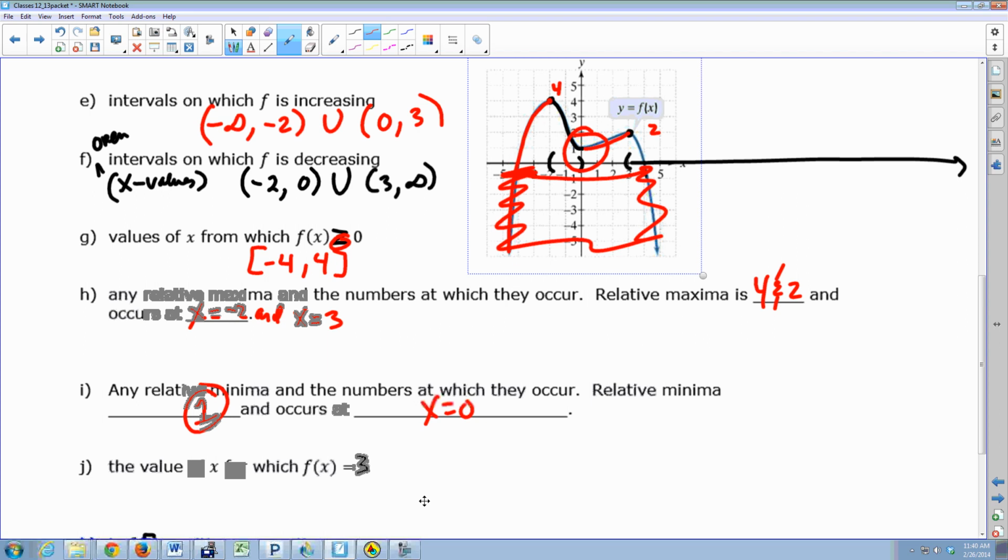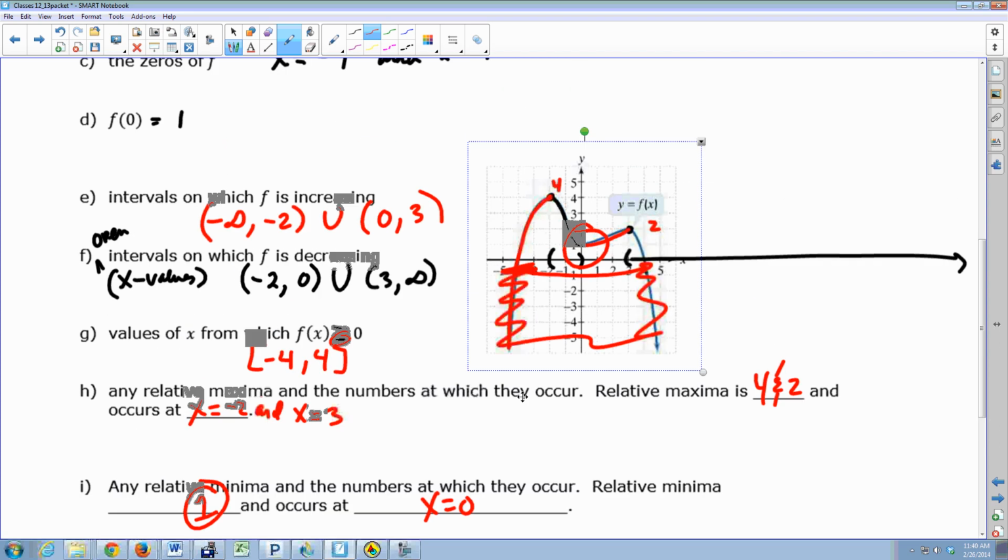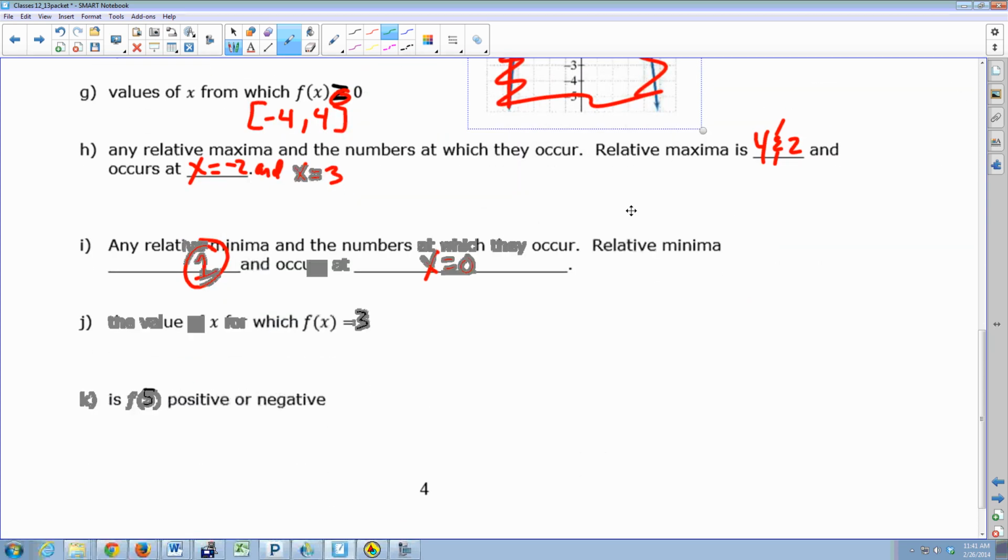The value of x for which f of x is 3. Okay, f of x is my output. So I go up to my y axis where I see 3, and I draw a horizontal line straight through y equals 3. This is the horizontal line, and that's the equation for any horizontal line, y equals a constant. And I notice I have 2 spots where f of x is 3, and they occur at -3 and at -1. So when you're solving this for x, you put x equals -3 and x equals -1.